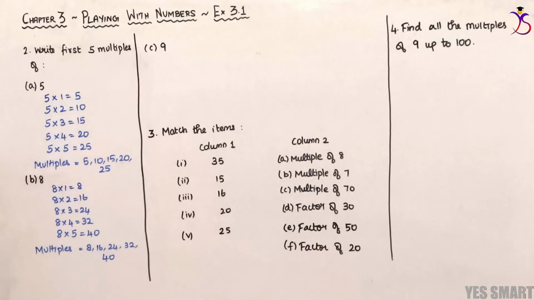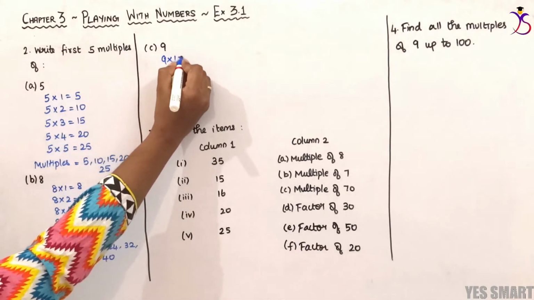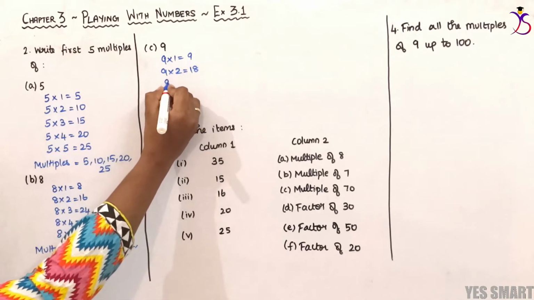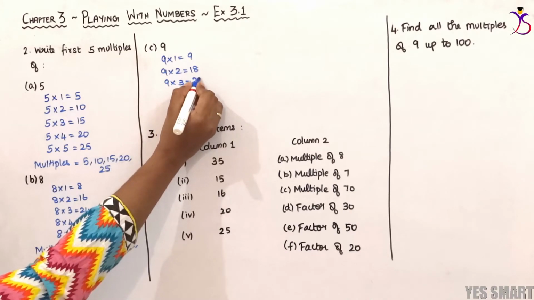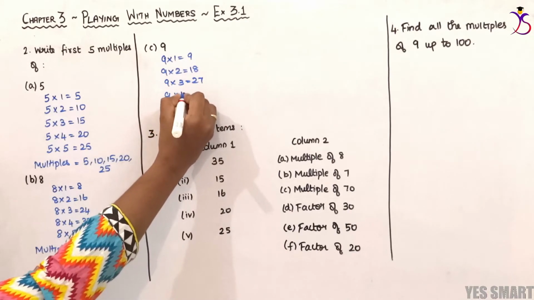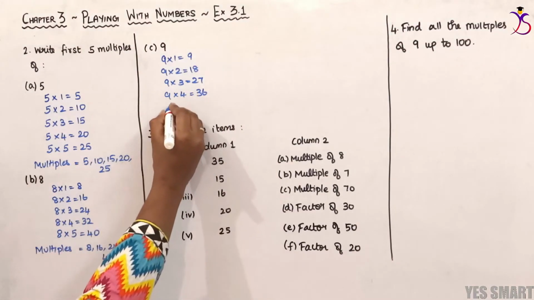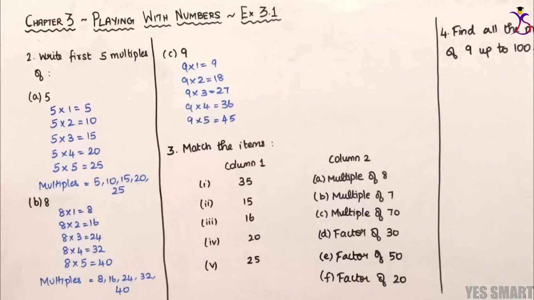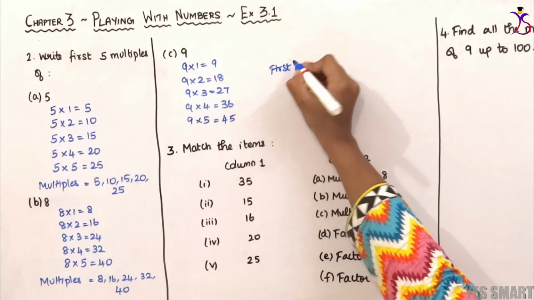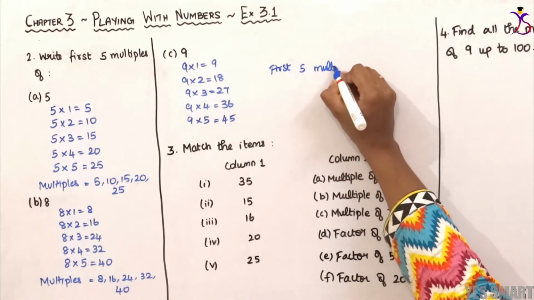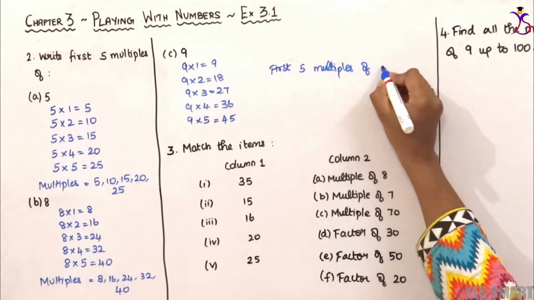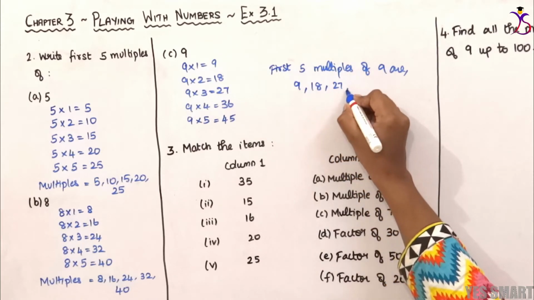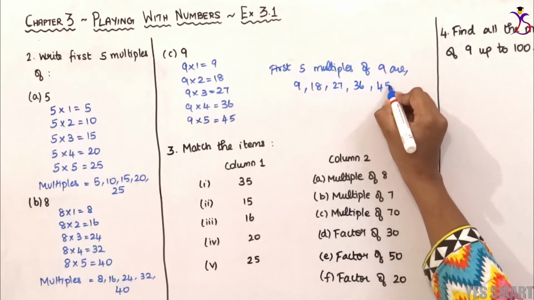Now see the third sum. 9 ones are 9, 9 twos are 18, 9 threes are 27, 9 fours are 36, 9 fives are 45. Therefore, multiples equal to 9, 18, 27, 36 and 45.